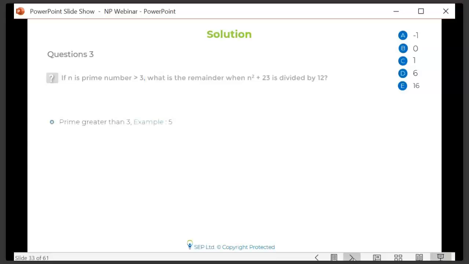So what I can do is simply choose, say, 5. It's a prime number greater than 3. I'll substitute it in n square plus 23, get a value which is 48, and I'll simply divide it by 12 and get my remainder. That's it, and I'll mark my answer as option B. It's that simple, and it will hardly take you 30 seconds to solve it. And this is risk free also because you did all the possible checks that you need to do, and you don't need to worry about anything else.